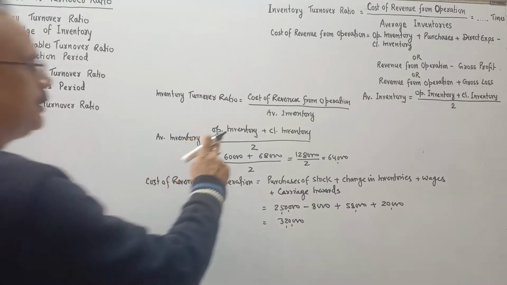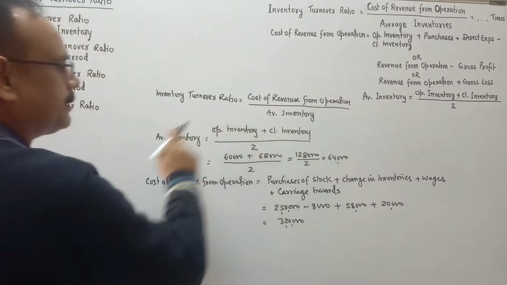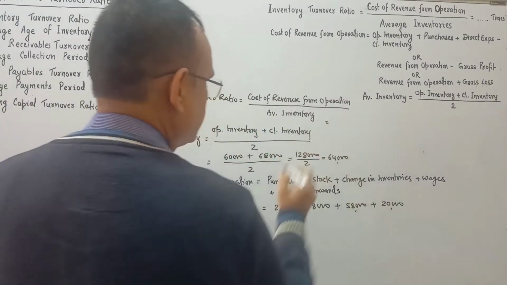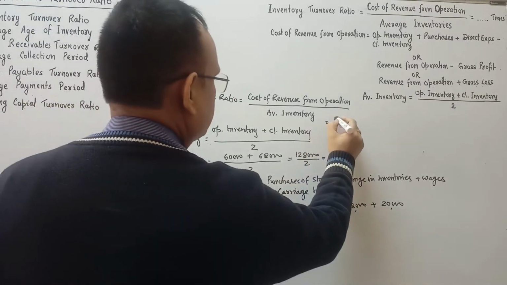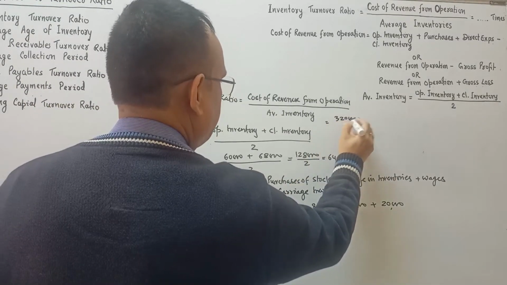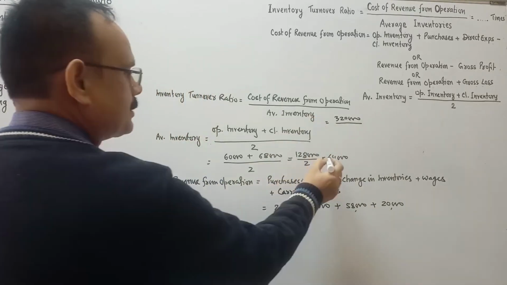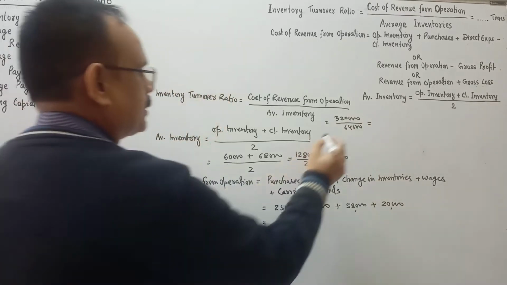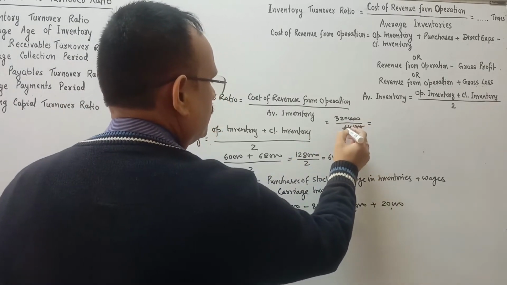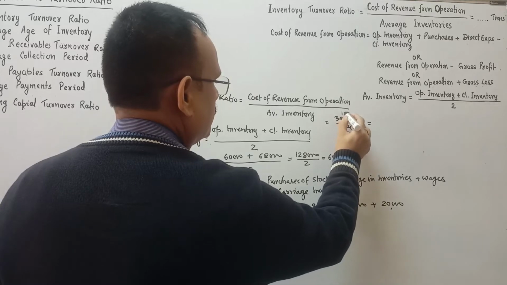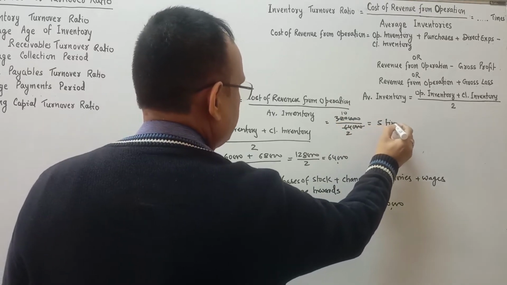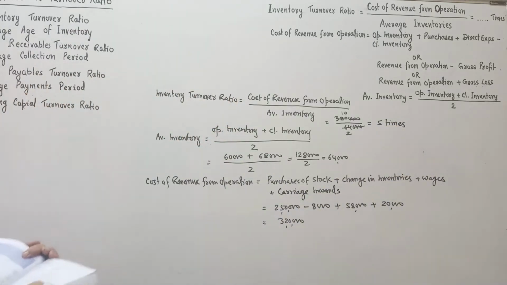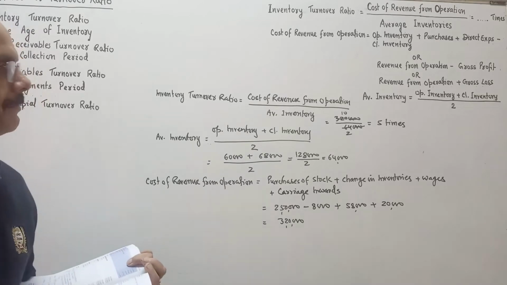Okay. So you write the formula over here. Inventory turnover ratio is equal to cost of revenue from operation upon average inventory. Cost of revenue from operation is 3,20,000 and average inventory is how much? 64,000 is the average inventory. So it is how much? 5 times. Comes as 5 times. Okay. Is it clear? It's 5 times.